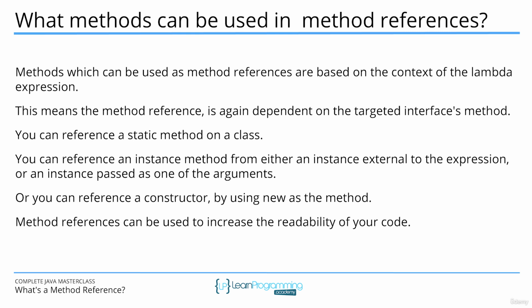Method references can be used to increase the readability of your code. The System.out.println method reference is an example of an instance method called on an external instance. The instance is the PrintStream object that gets returned from the System.out method.